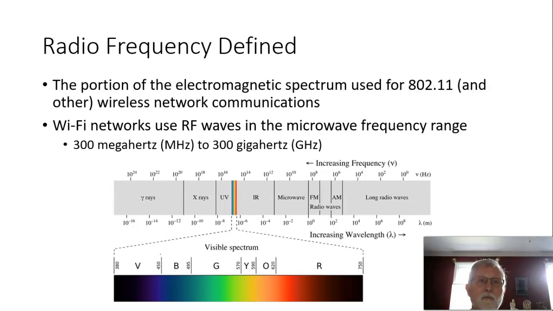Basically, as far as Wi-Fi networks are concerned, we use radio waves in the microwave frequencies between 300 megahertz and 300 gigahertz. Most of the frequencies we stay in are 2.4 gigahertz and 5 gigahertz. There are a couple of others that are used: there's 60 gigahertz, and a sub 1 gigahertz range, but for the majority of what we do, it's 2.4 and 5.